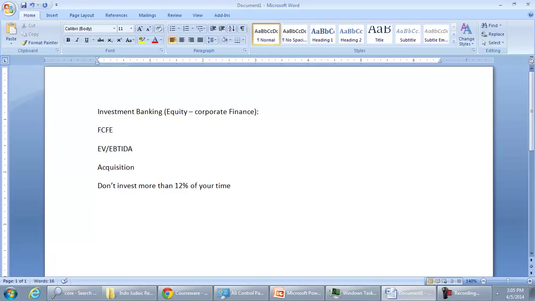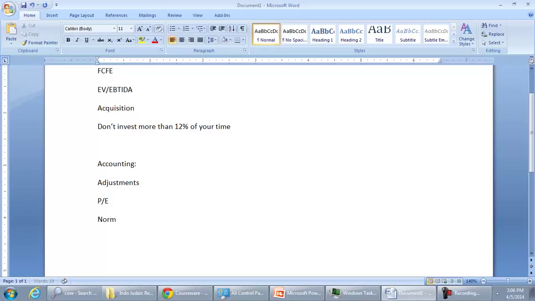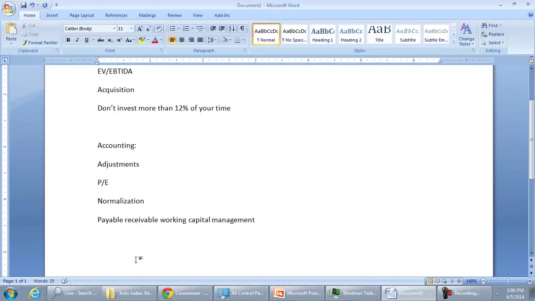Now when we move to the financial reporting or accounting part, again we have got various adjustments. We have got how to calculate price to earning, the normalization. Again, this normalization comes into FCFE that we use. Then we have payable, receivable, working capital management, and these kind of things, and how to calculate the formula for FCFE and FCFF.